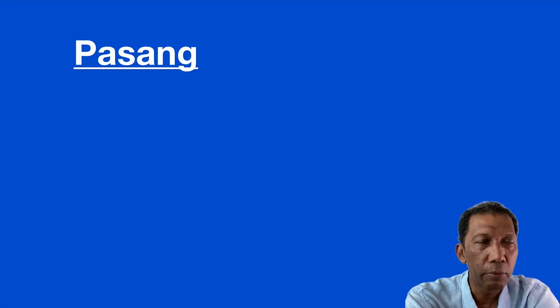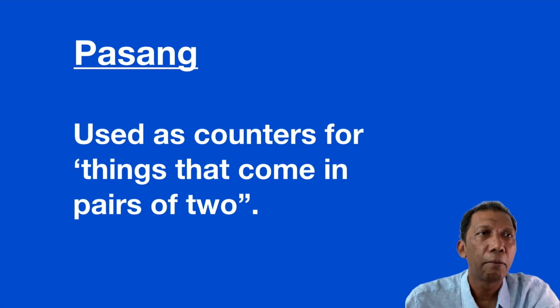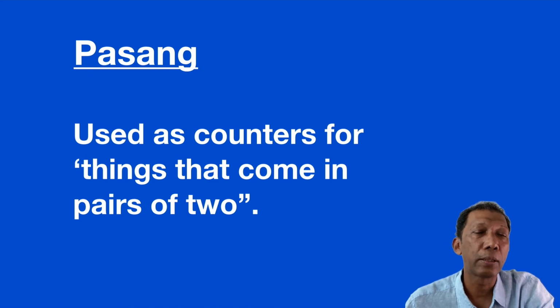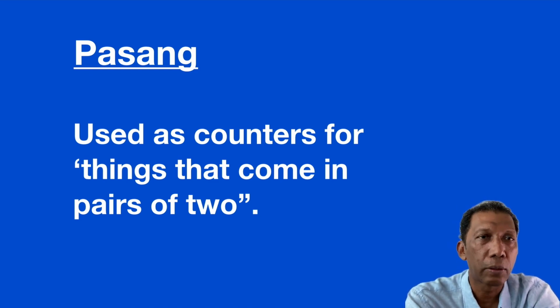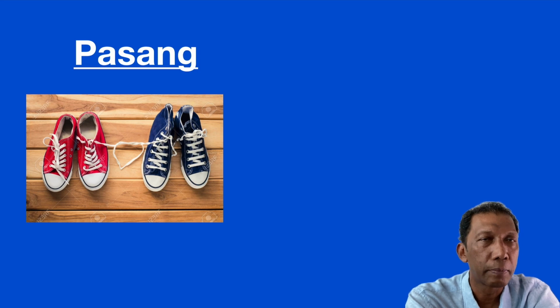And the next one will be pasang. Right? Pasang is pretty easy. It is a counter for things that come in pairs of 2. Right? So pasang, things that come in pairs of 2, and I think you know already what I mean by that.